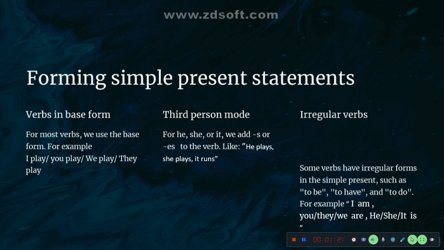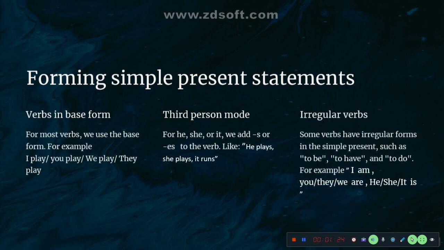Irregular verbs. Some verbs have irregular forms in the simple present, such as to be verbs, to have, and to do. Let's see an example for to be. As we all know, to be verbs are am, is, and are. For I we use am. For you, they, and we use are. For he, she, and it we use is. For example, I am a student. I am a teacher.